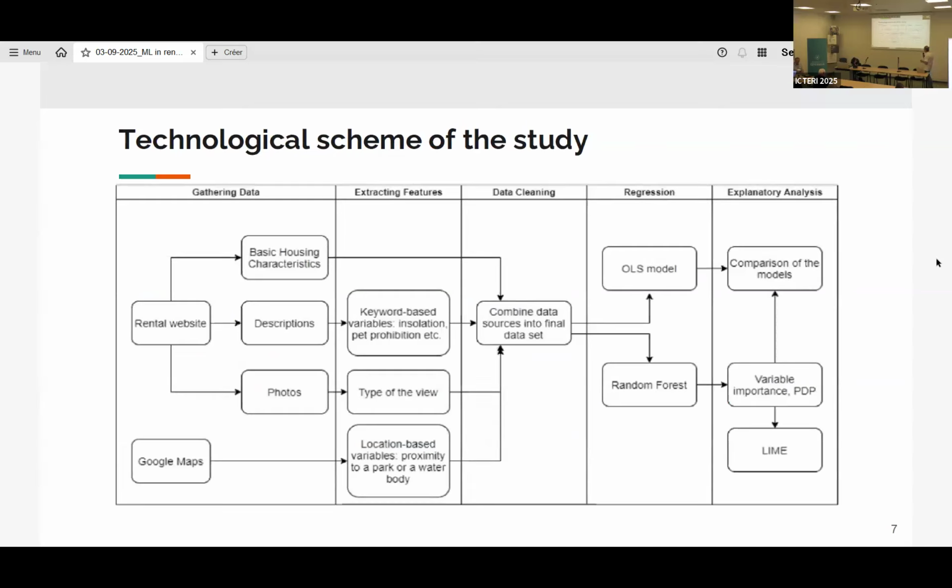For example, our first step is gathering data. We use web scraping to gather a 10,000 data set about housing rent prices in Kyiv. The second one is extracting features, where we can understand what features are important and which have an important impact on price. The next one is data cleaning, then application of machine learning models, and explanatory analysis, where we try to understand the impact of each separate feature on our main result.